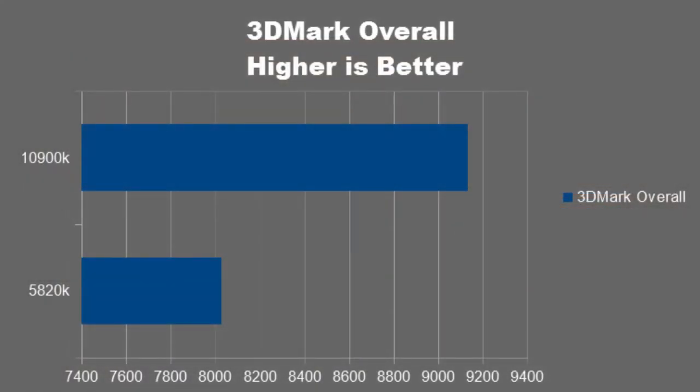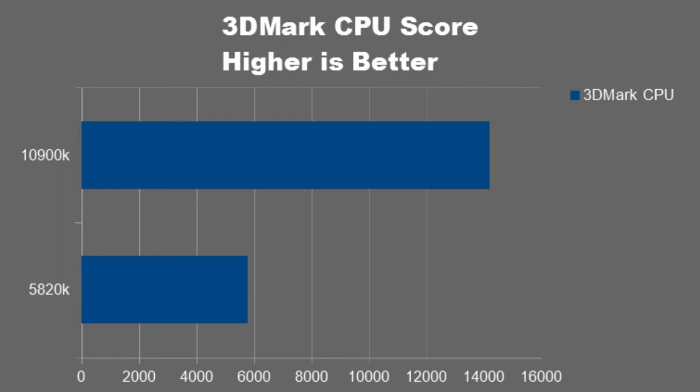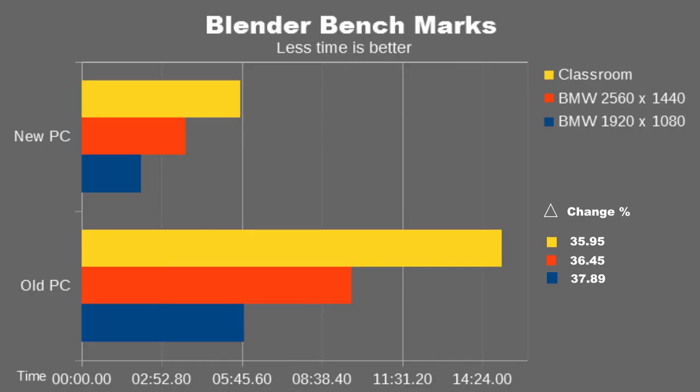So higher is better here. The new PC benchmarked at a 9132 overall, while my old PC was 8029, about a 12% difference. The difference in CPU score was much better, with 14210 on the 10900K versus the 5820K at 5785. The Blender benchmarks for the BMW at 1080p took 5 minutes 49 seconds for the old CPU versus 2 minutes and 8 seconds for the new CPU.